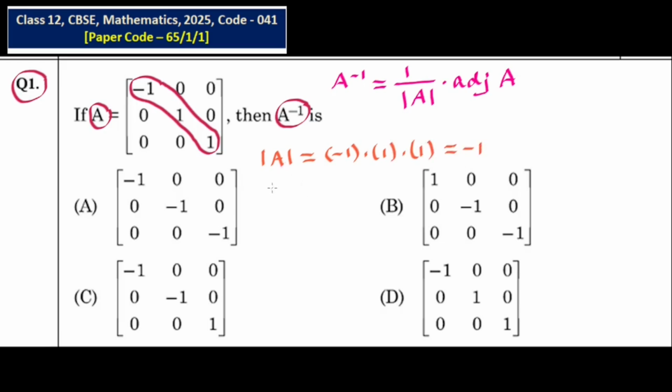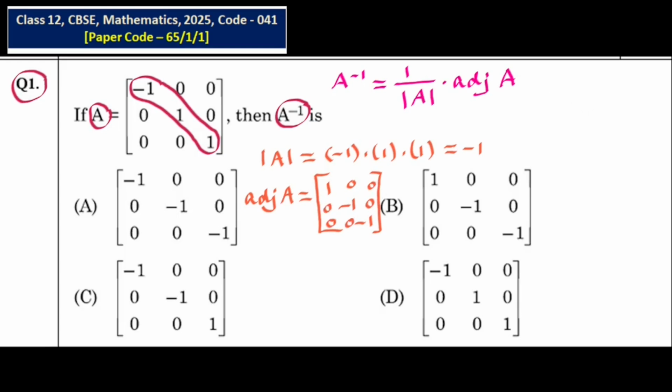Also, for a diagonal matrix, adjoint A is minors of its respective diagonal elements. So minor of minus 1 is 1 minus 0, 1. Minor of this central one is minus 1 minus 0, minus 1. And minor of this one is minus 1 minus 0, minus 1. Remaining elements being the same.